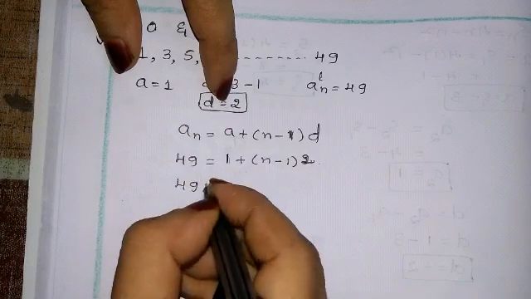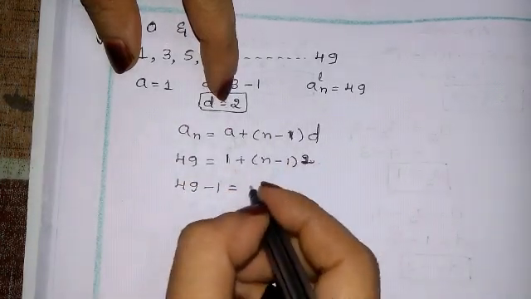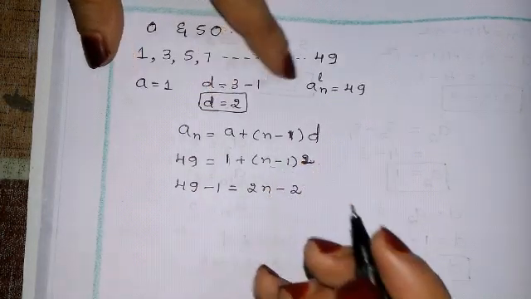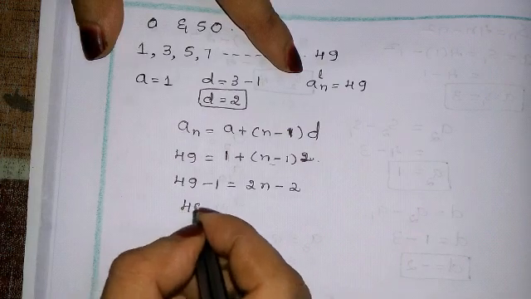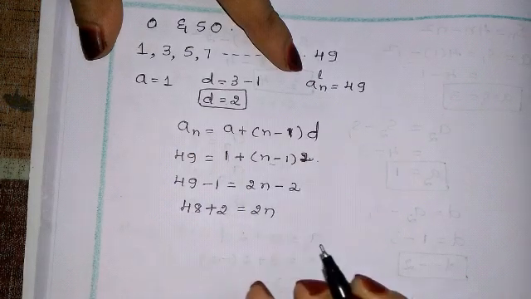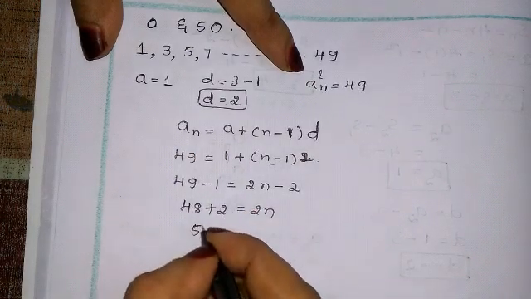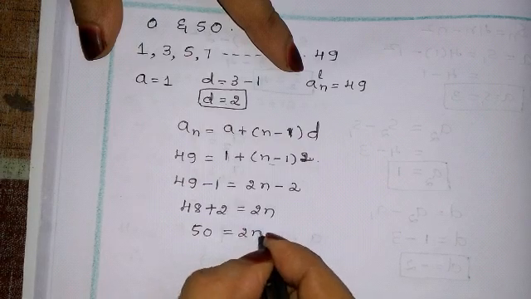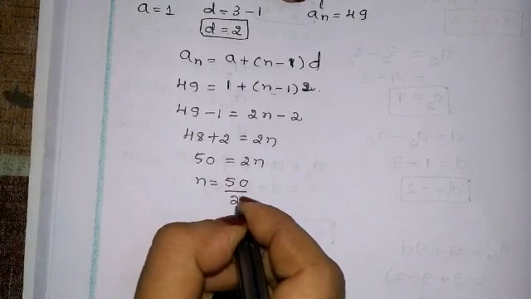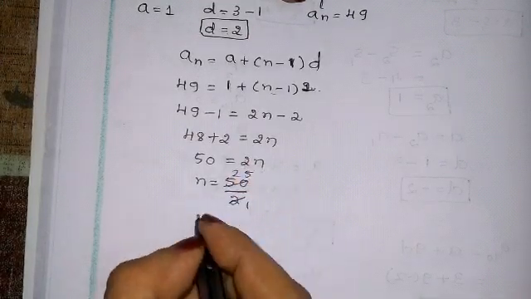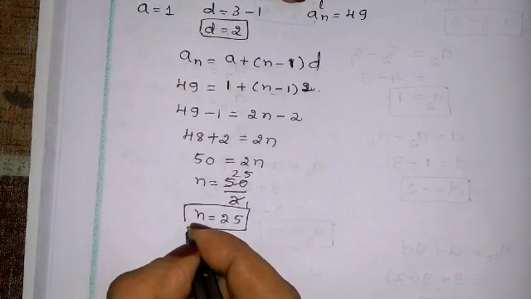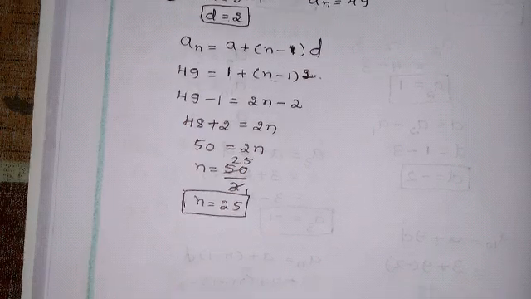49 minus 1 is equal to 2n minus 2, since this 2 should be multiplied with the bracket. 49 minus 1 is 48. If I bring minus 2 to this side, it becomes plus 2, equal to 2n. 50 is equal to 2n. n is equal to 50 by 2, which is 25. So n we got is 25. We understood that the total numbers are 25.